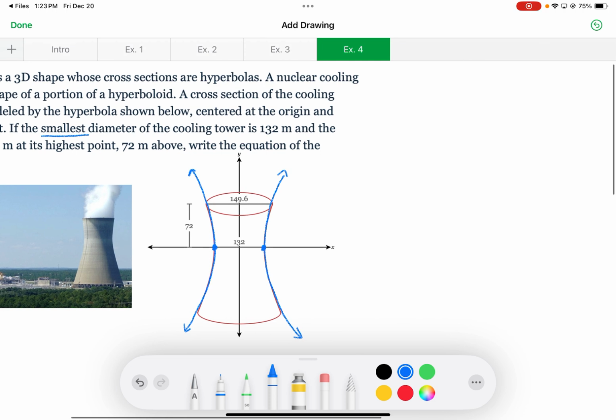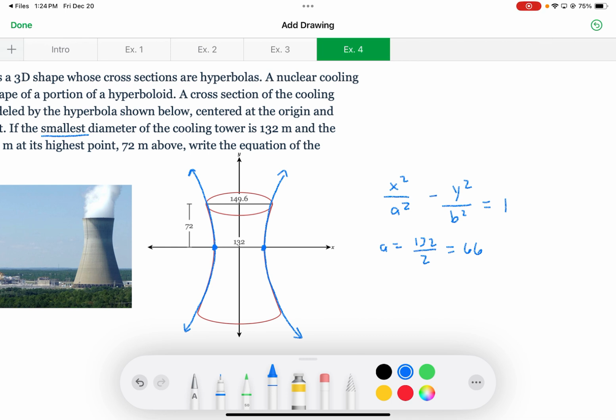So a model for this one would be x squared over a squared minus y squared over b squared equals 1. Are we okay with that? All right, now I can tell you my a value is half of that 132, which is what? 66. Good.